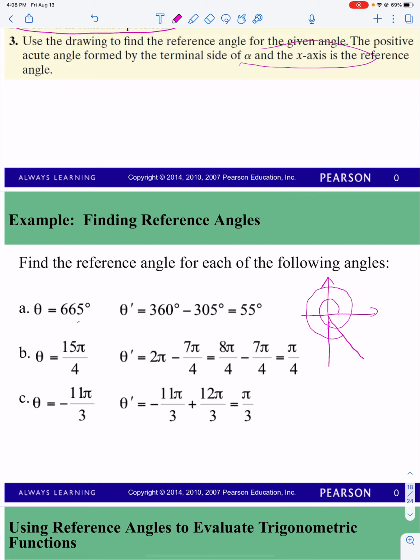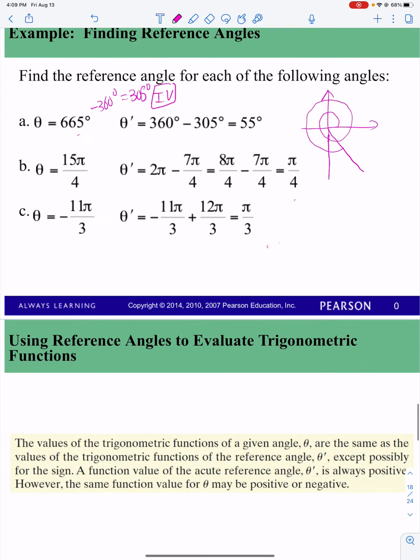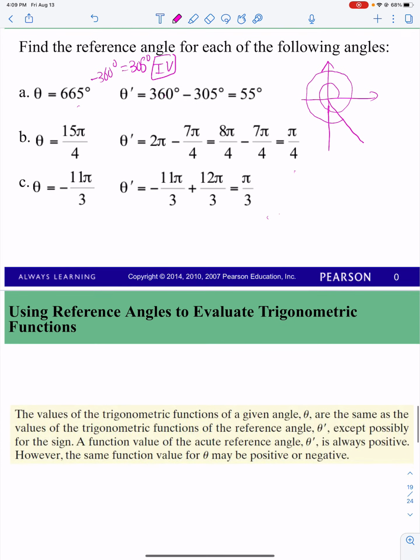So what do we have? You can forget about the 360. So you can subtract 360, which gives you 305. And this will be in the fourth quadrant. Then use 360 minus 305, which gives you 55 degrees. You can do the same with these two. We're not going to do every question for you.